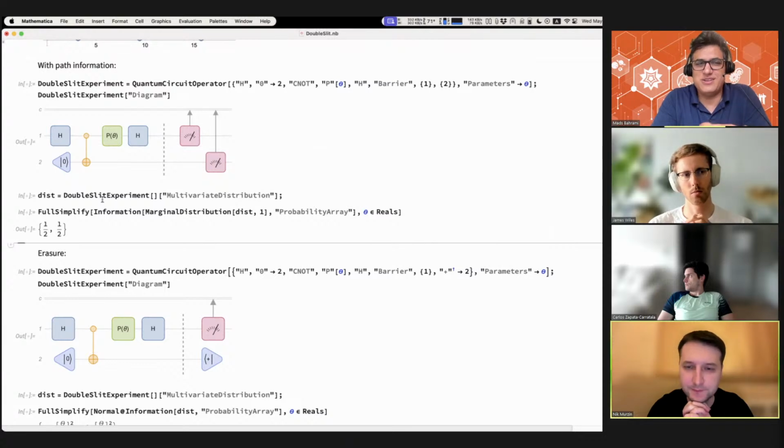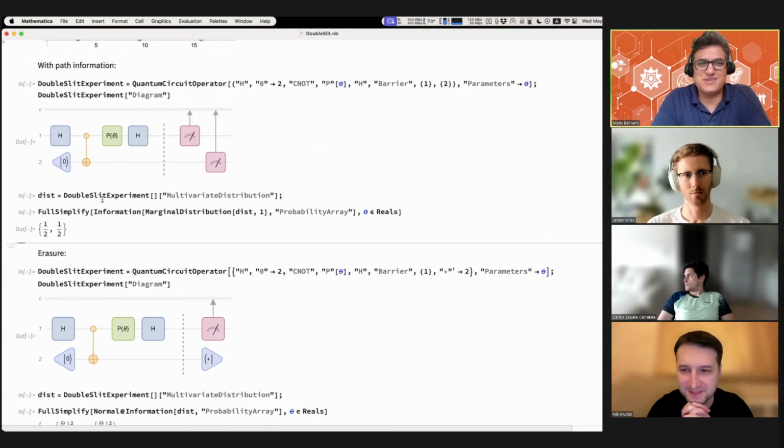Yeah. Now there are lots of different scenarios that people can play around with, such as erasing that information and seeing what happens if you do that.